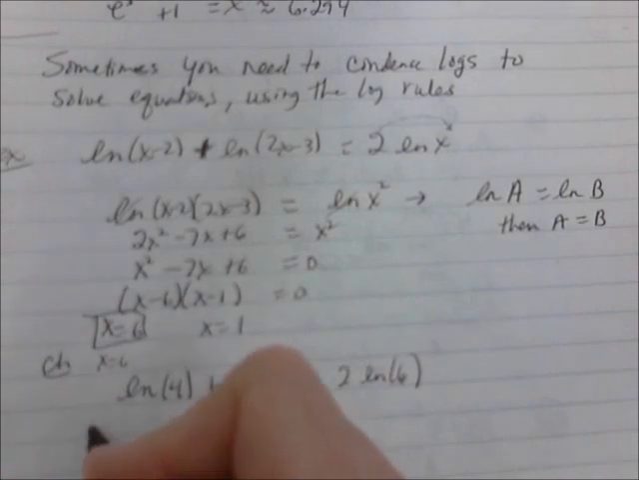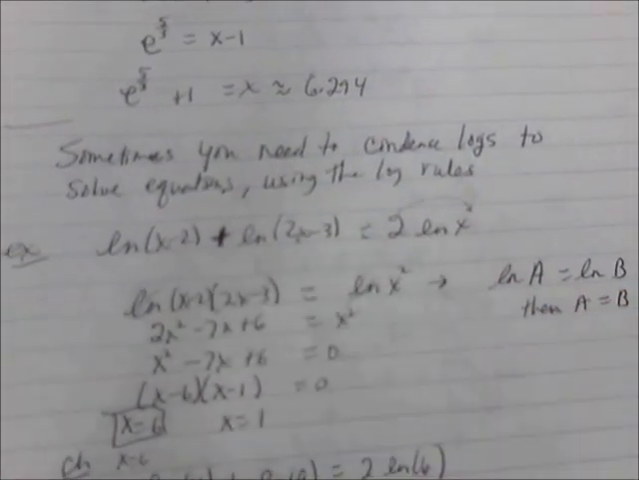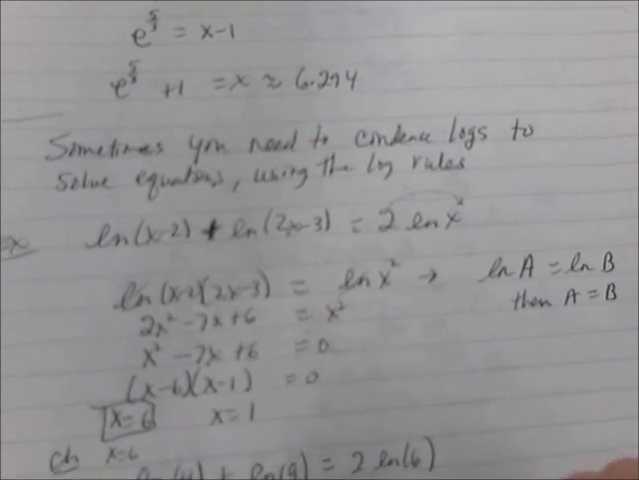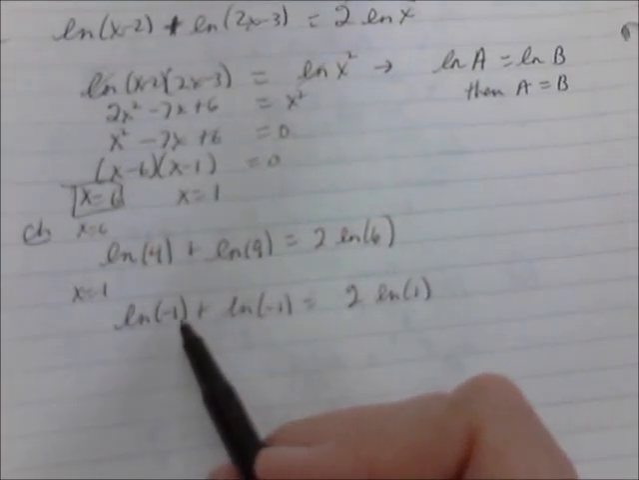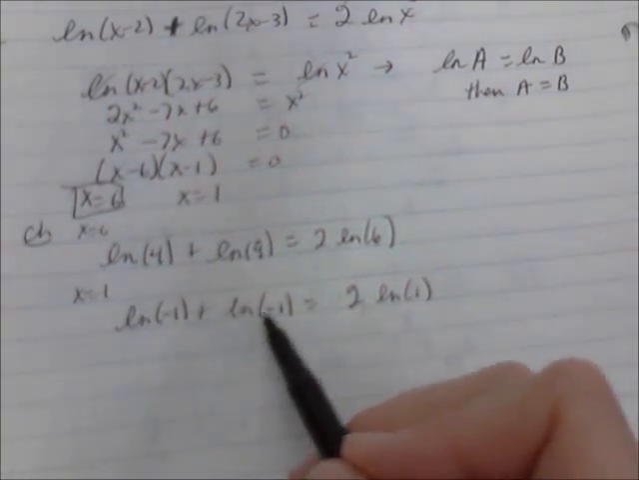And now we're going to check x equals 1. If we plug 1 into the original equation, we'll get the natural log of negative 1 plus the natural log of negative 1. Is that equal to 2 times the natural log of 1? Well, we can stop right there because the domain of a log has to be all positive numbers. Negative 1 is not a positive number.